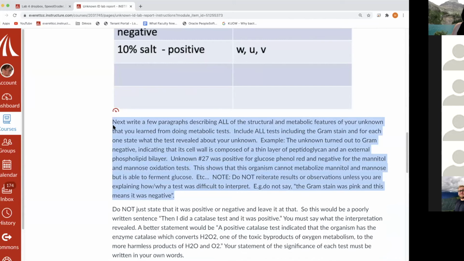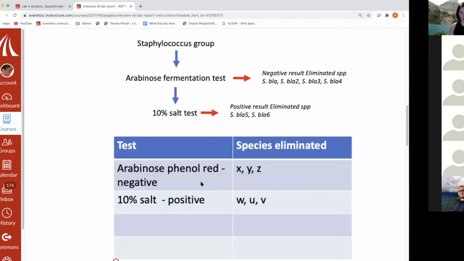My intention was to have you write a series of paragraphs about your elimination process that integrates the structural and metabolic features, but this is not very clear, and some of you may have already started writing. So I will edit this, but what's required is the first paragraph has to be, how did you get to your group? Because that's not required to be part of your flowchart.